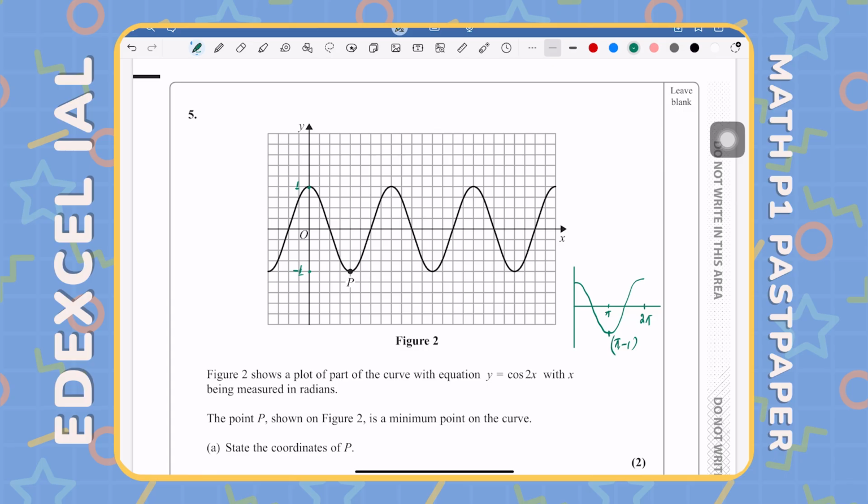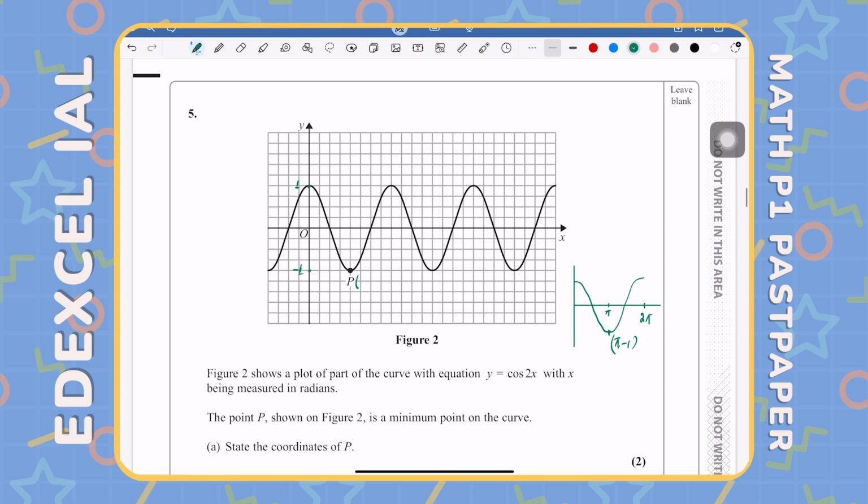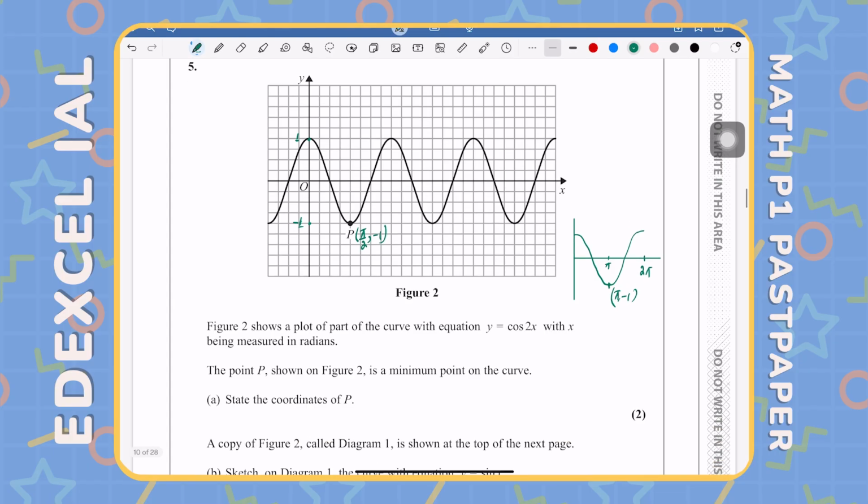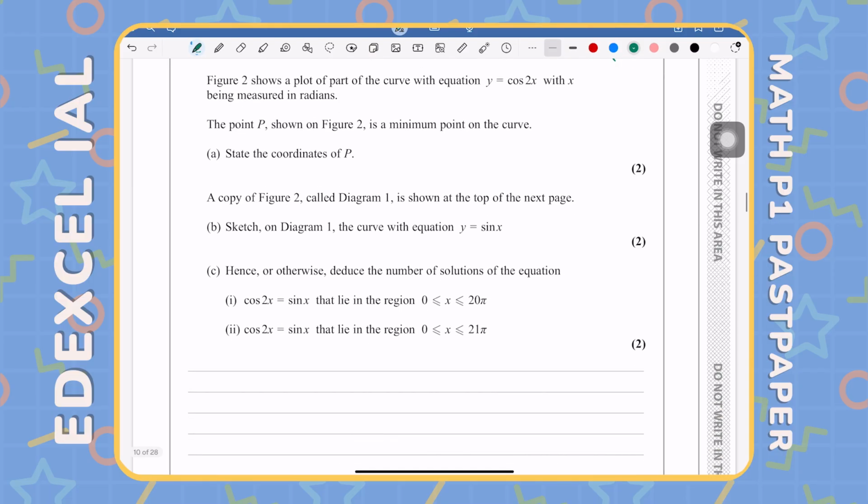Now because this is cos 2x, that means every x coordinate has been divided by 2. That means now the very first minimum point, which used to be pi comma minus 1, the y coordinate will remain unchanged, but the x coordinate, however, will now be halved. So that means this would be pi upon 2 comma minus 1, and I think that's what the question is asking. Yep, in the first part the question is asking you to write down the coordinates of P.